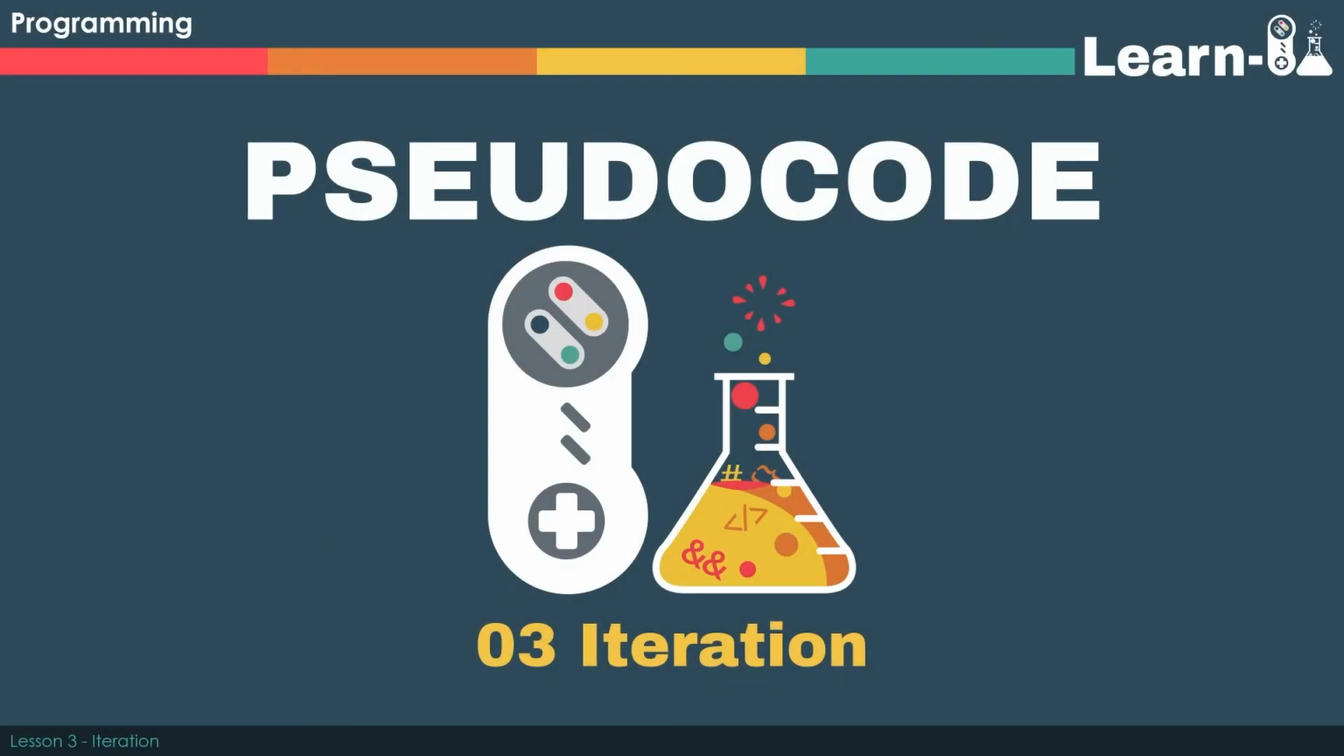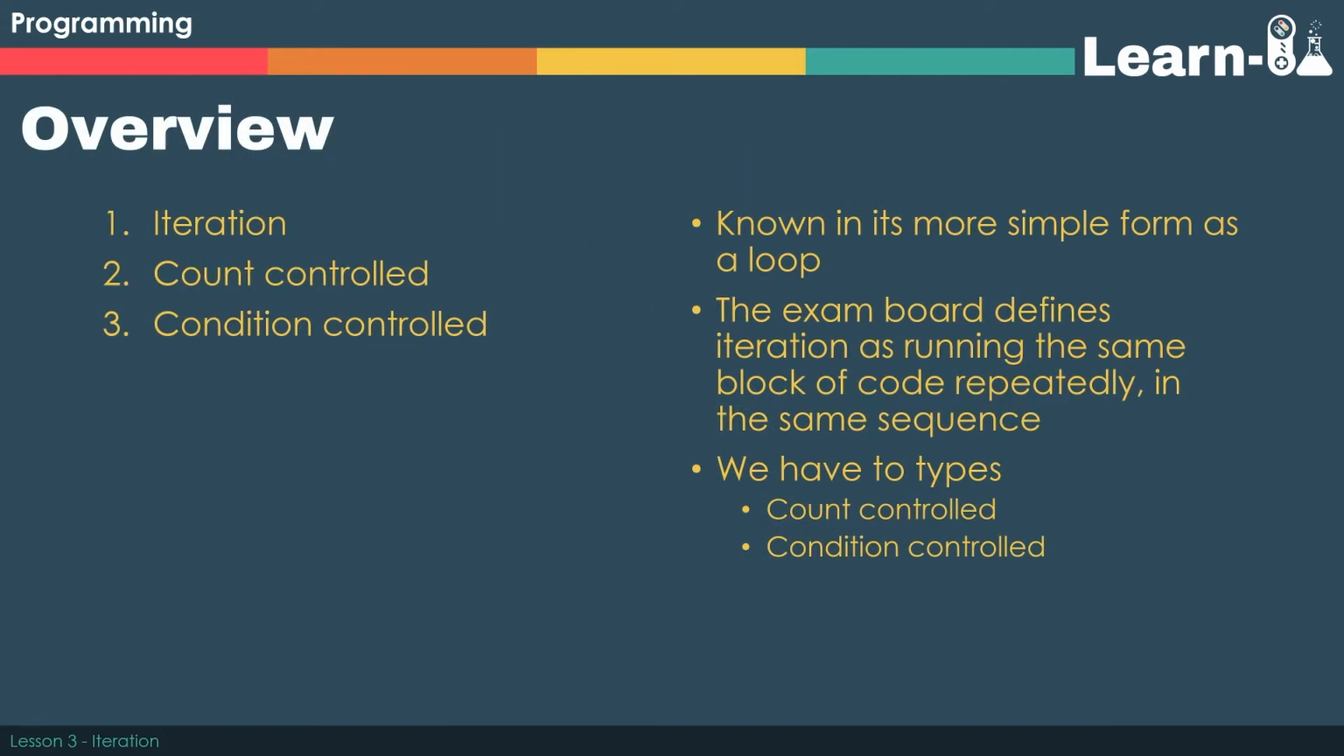Welcome to the third video in the pseudocode series. We're going to look at iteration. Iteration, or as we more commonly know it, a loop, can come in various different forms. Now, the exam board defines iteration as running the same block of code repeatedly in the same sequence. We've got two different types we can look at, count controlled or condition controlled.